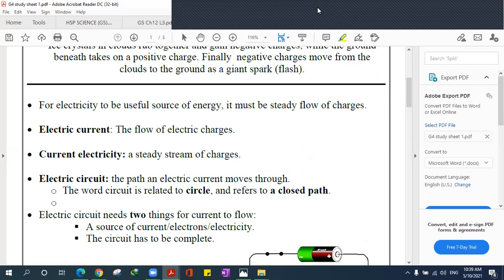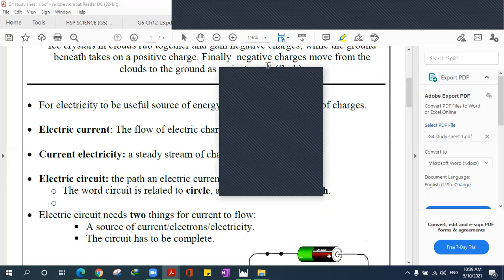Yes, Wahba, you raised your hand. I wanted to answer the question of how lightning is formed. Oh, okay, thank you so much. I heard you.